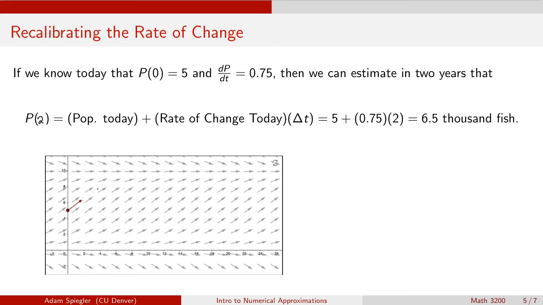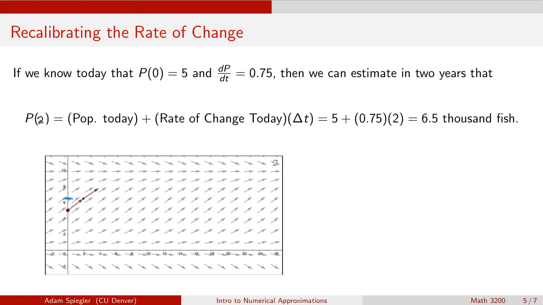So let's think about improving on the estimate 10 years from now. Let's first go out for a smaller period of time, 2 years, and calculate what the fish population is going to be 2 years from now based on the rate of change that we know today. And that we already calculated was this 6.5 thousand fish. And so looking at the slope field down here, we can see that value over here is a little bit above 6. So that's where we get that estimate. And then at this point, we can go ahead and recalibrate the slope.